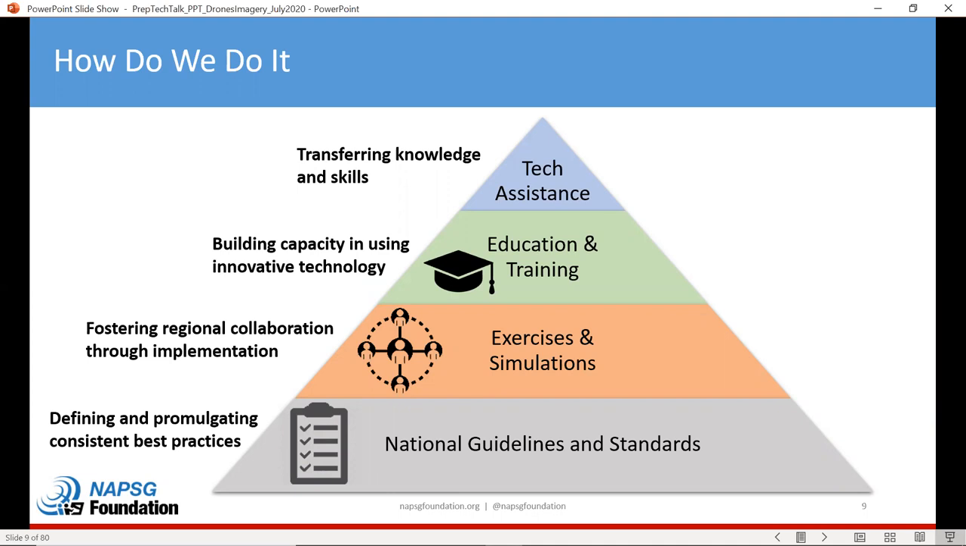We work to encourage and foster collaboration. And we do this through regional exercises and simulations. This also helps us to document challenges, what worked well, and further validate and or update guidance based on those activities. Additionally, through education and training like we're doing today, we aim to build the capacity of the community, which is our mission. And finally, we work to transfer that knowledge and skills to the community. We do this from org-to-org transfer, videos and written tutorials, toolkits, and so on.